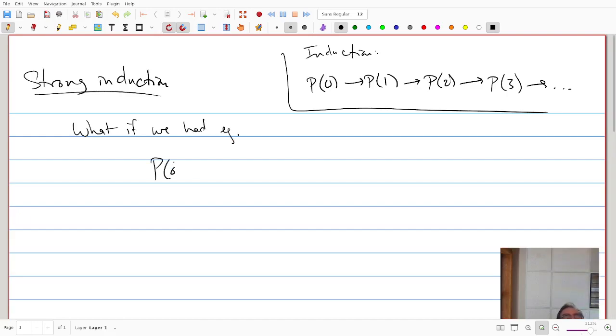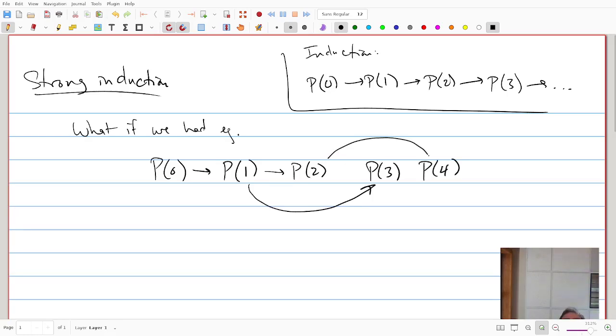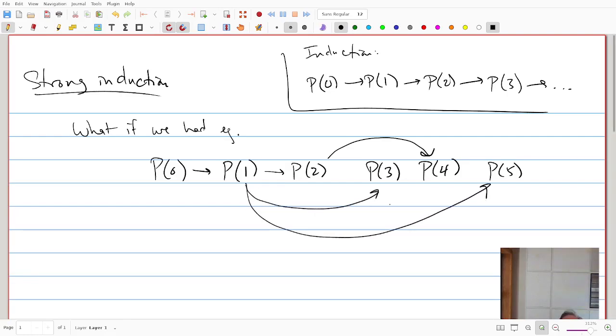So let's say that P0 did imply P1, and maybe P1 implies P2, but maybe P1 implies P3, but P2 doesn't imply P3. And maybe P2 implies P4, but not P3. And maybe P1 and P3 together imply P5, or something like this, right?